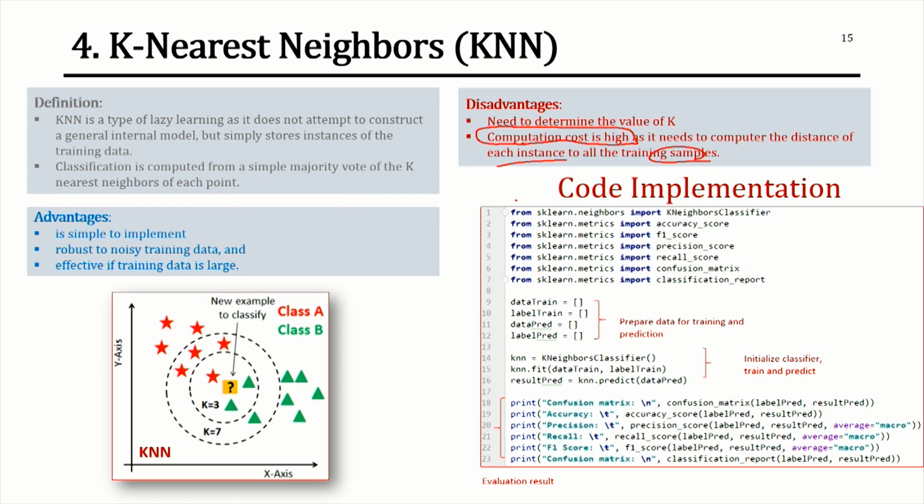And for the implementation part, we need to import the KNN classifier, which we call KNeighborsClassifier, and we need to initialize the classifier, and the rest of the procedure works the same way. And in the way we initialize the classifier here, we don't need to pass any parameters in this case.